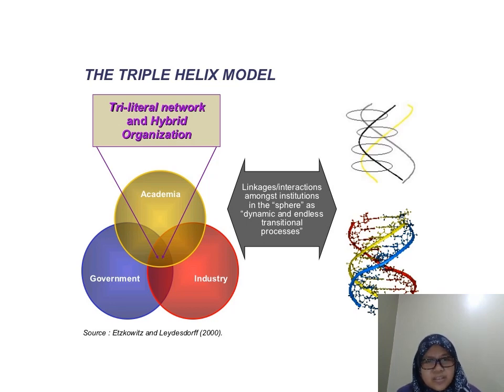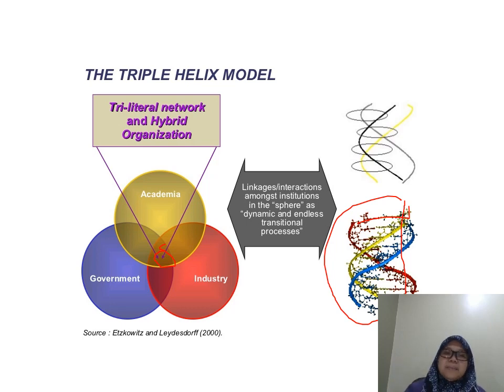Trilateral network, a hybrid organization, which is in the middle. And this one actually reflects the DNA structure. So it shows that there are linkages and interactions among institutions in the sphere as dynamics and endless transitional processes. I hope you get what I'm trying to say.